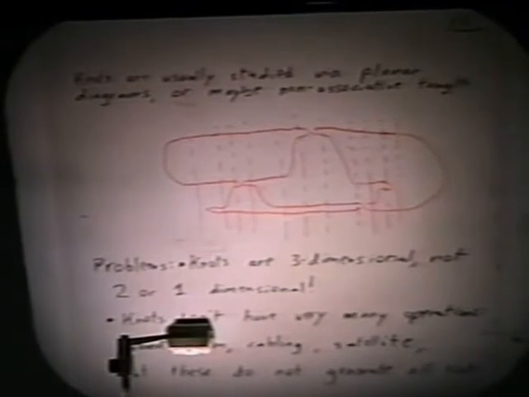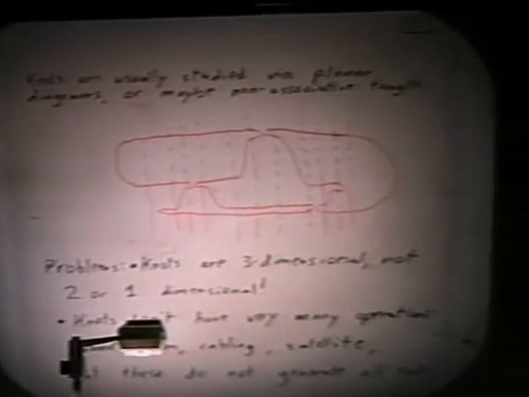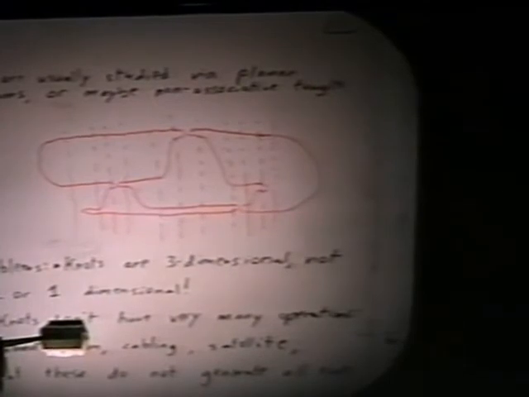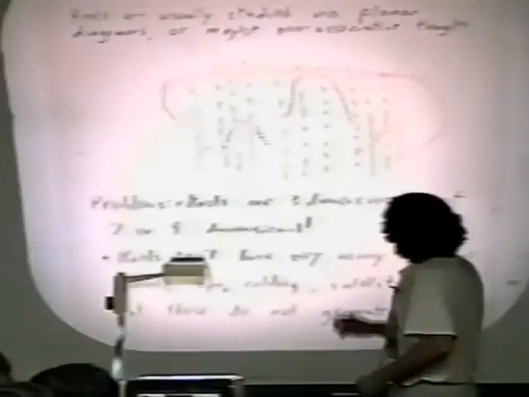So let me start off by. Knot theory is usually done by looking at a planar diagram of a knot, like this. So there are two knots. There are other ways of representing knots.